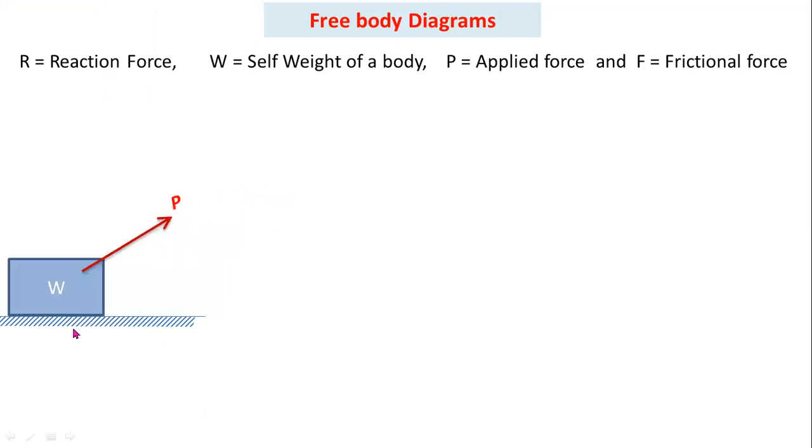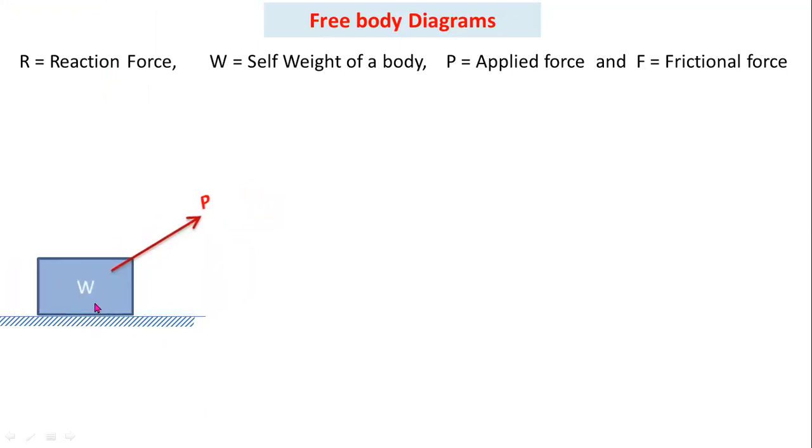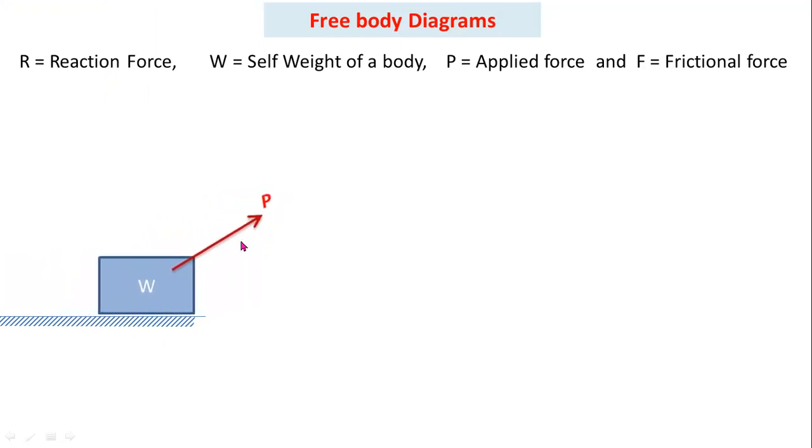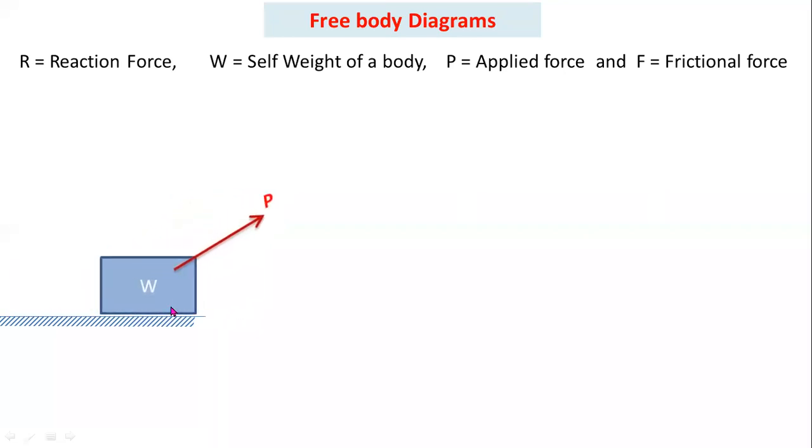This is a horizontal plane, and this is a block. W is the self weight of the block. Now I am applying a pulling force P. Then the direction of motion of this block is towards the right.